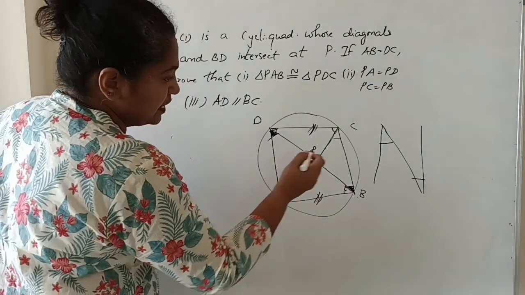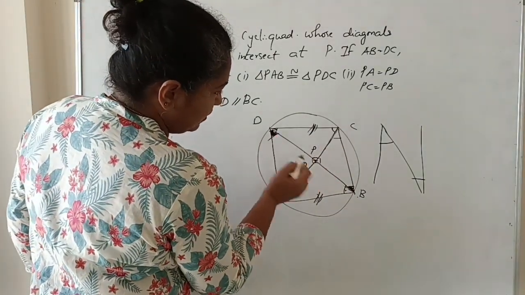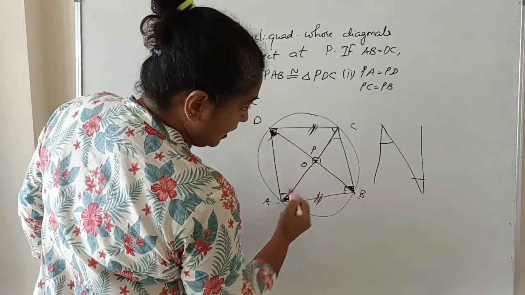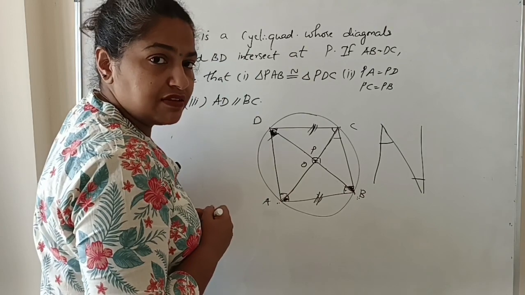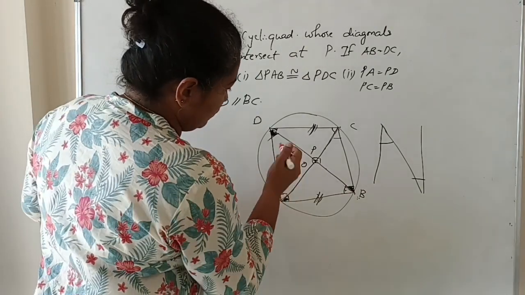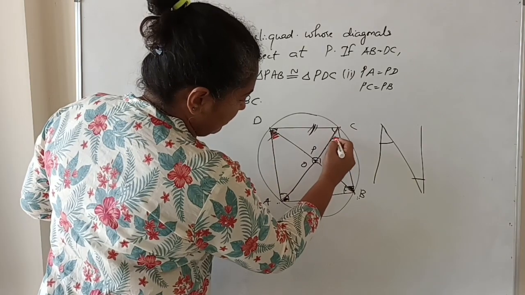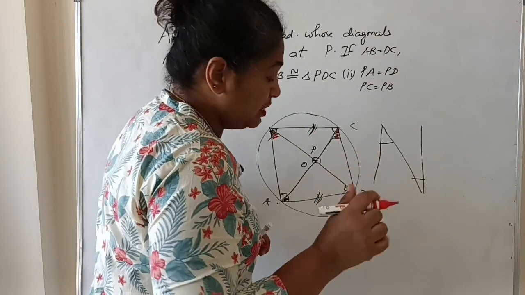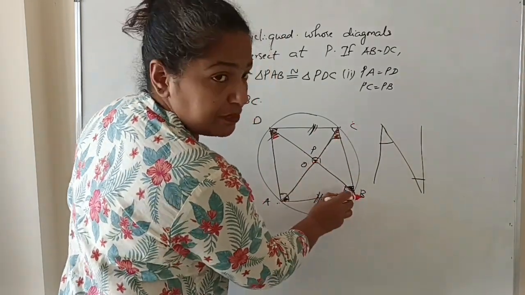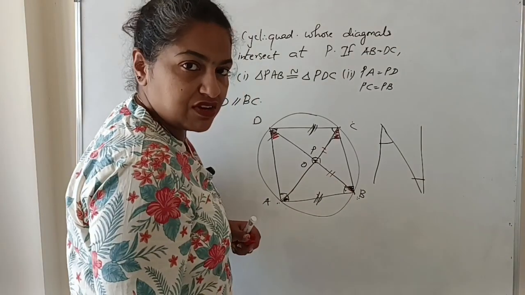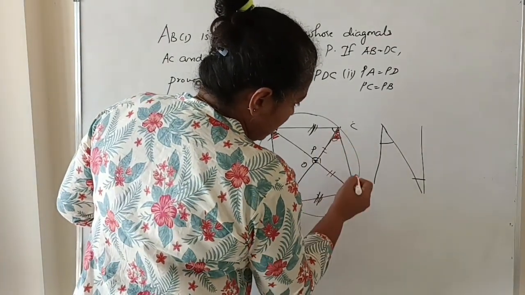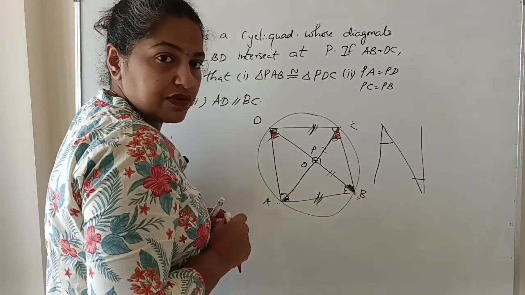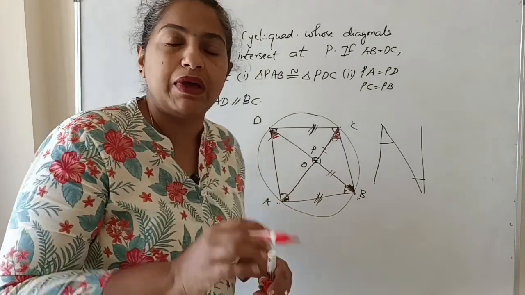Fine. Now, look at the chord AB. I know that ADB and ACB are equal to each other. The reason being they are angles in the same segment. So now I am talking about this angle and this angle. Okay. Now, we already proved PC is equal to PB, which makes this an isosceles triangle. Base angles are equal. So this angle is equal to this angle. So this and this are equal, thus making these two lines parallel.